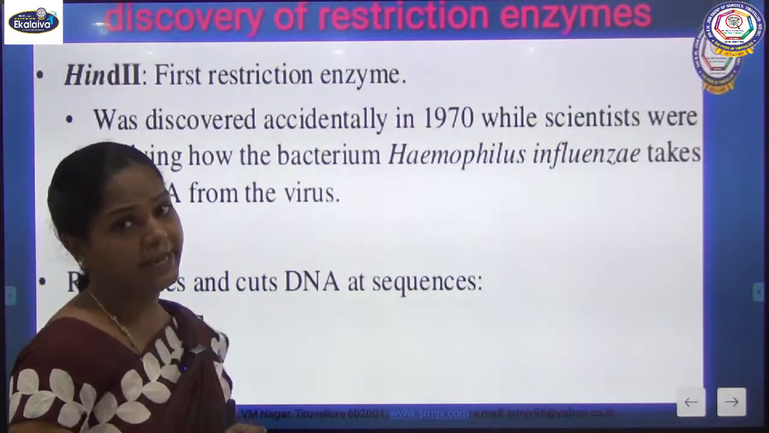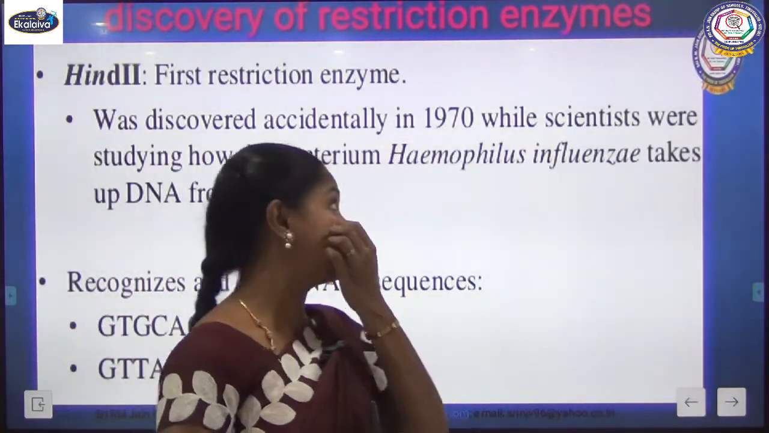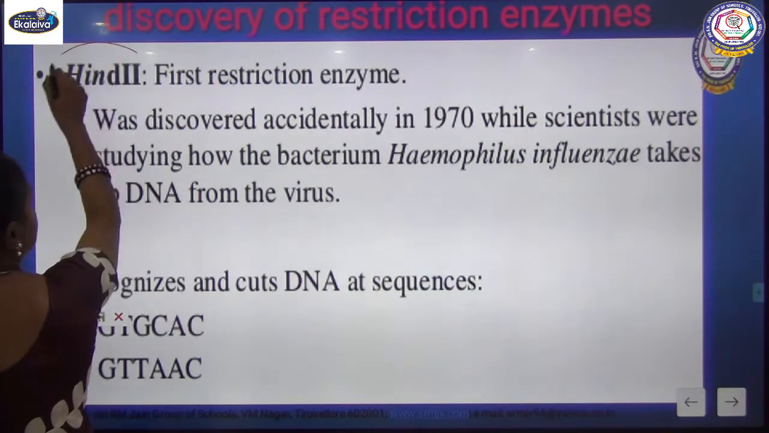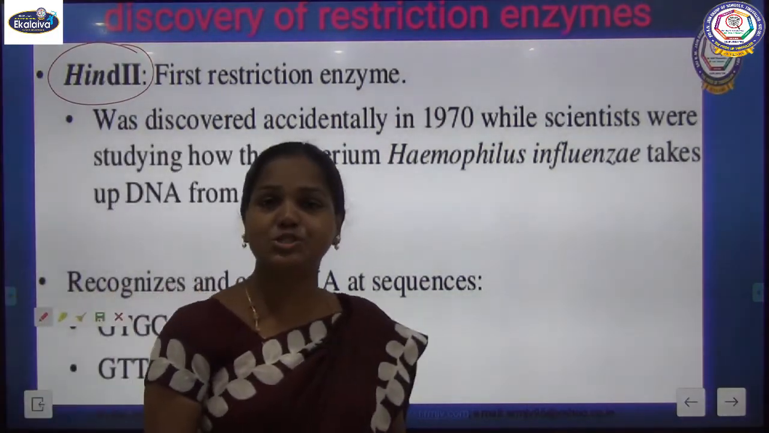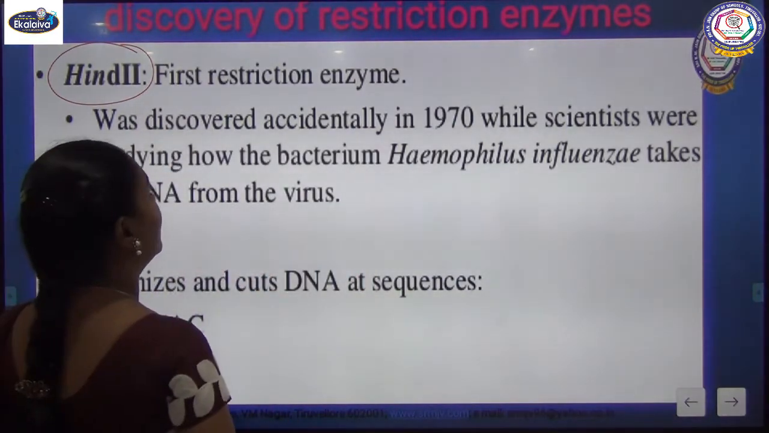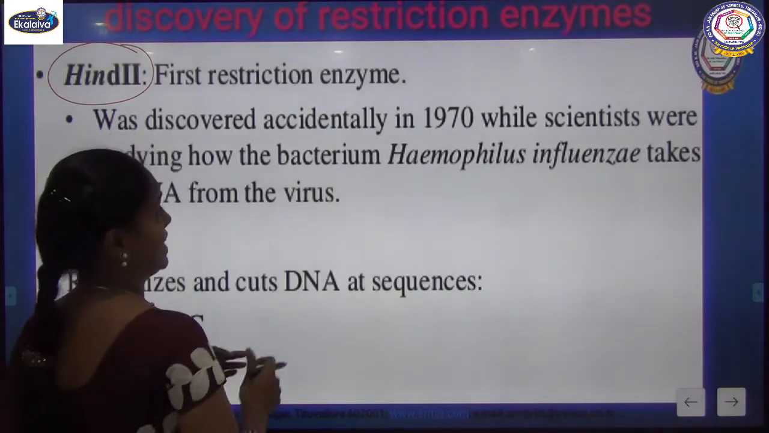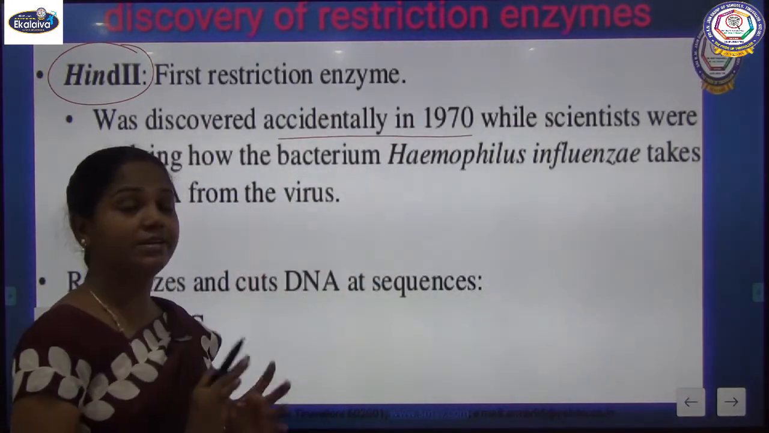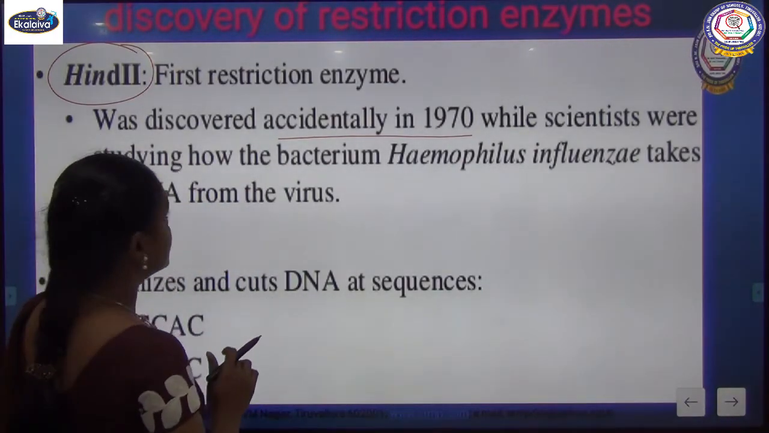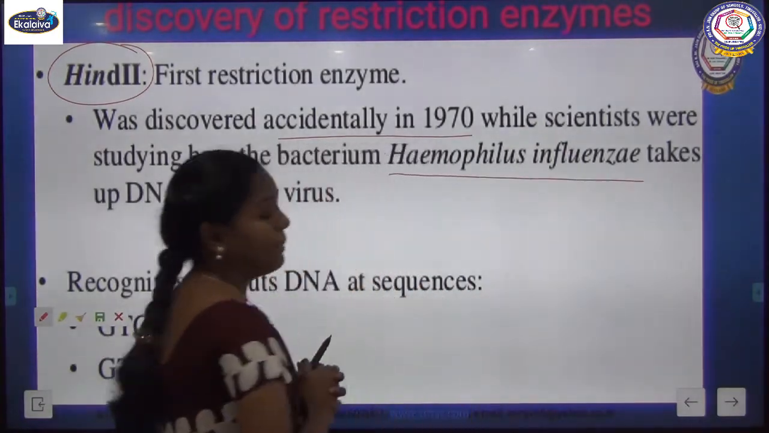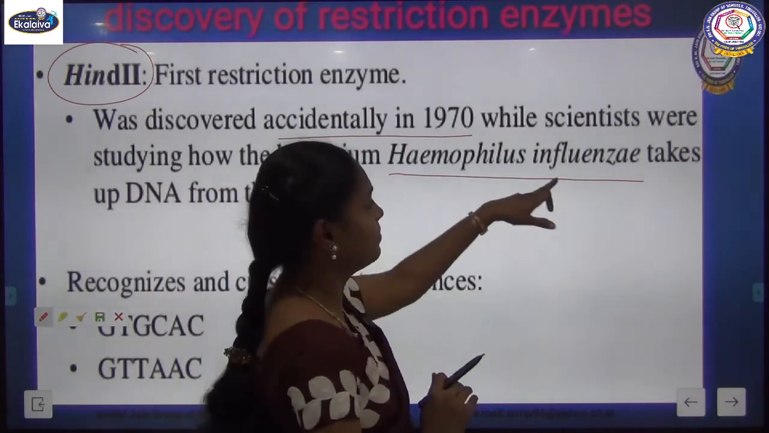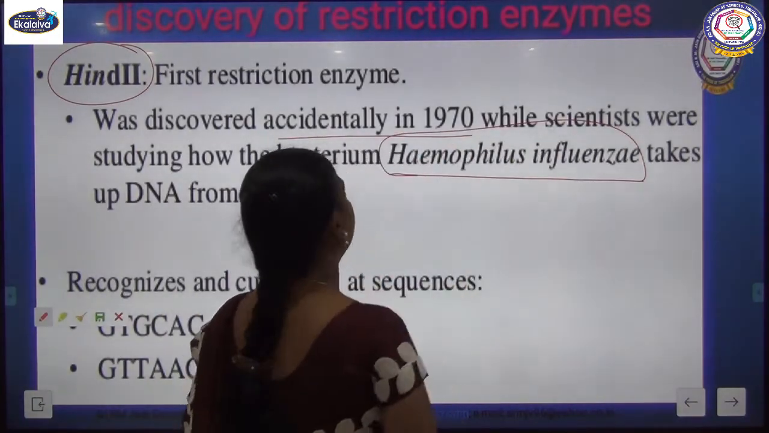This is about the types of restriction enzyme and the discovery of restriction enzyme. The first discovered restriction enzyme is HIN2. We'll see about the nomenclature in our next slide. HIN2 is the first discovered restriction enzyme. It was accidentally discovered in the 1970s by a group of scientists when they were doing some other work, and it is extracted from the bacteria called Haemophilus influenza.